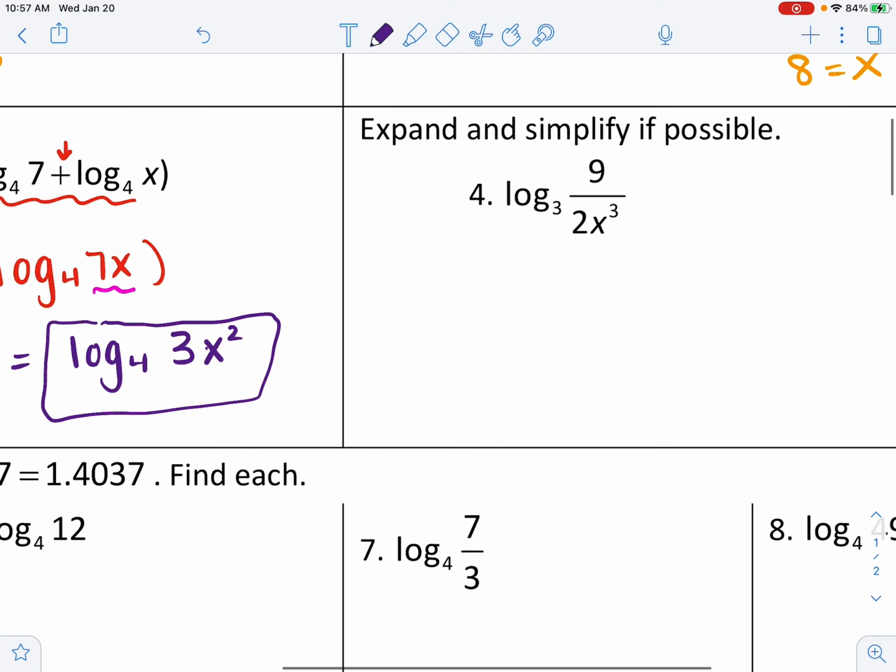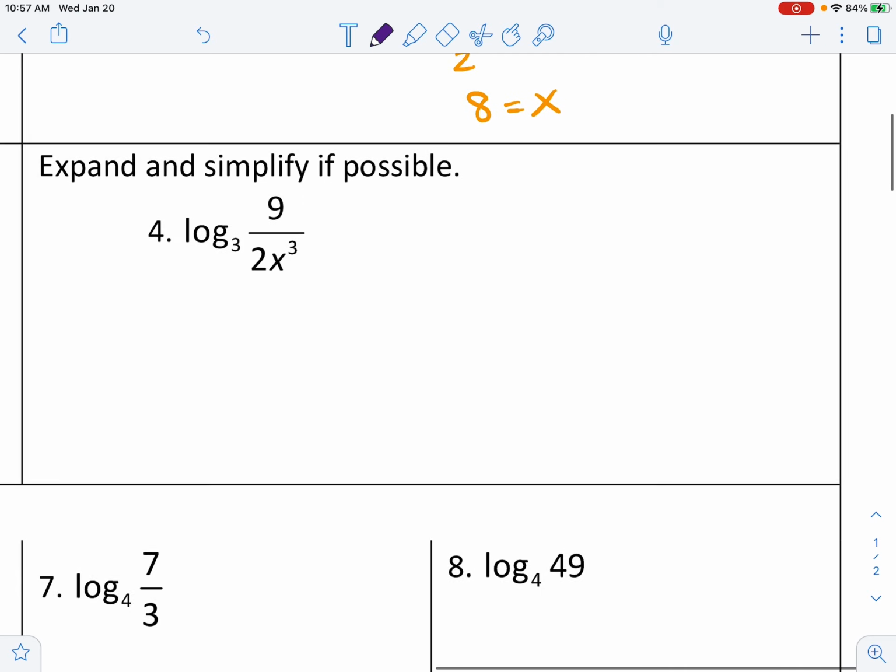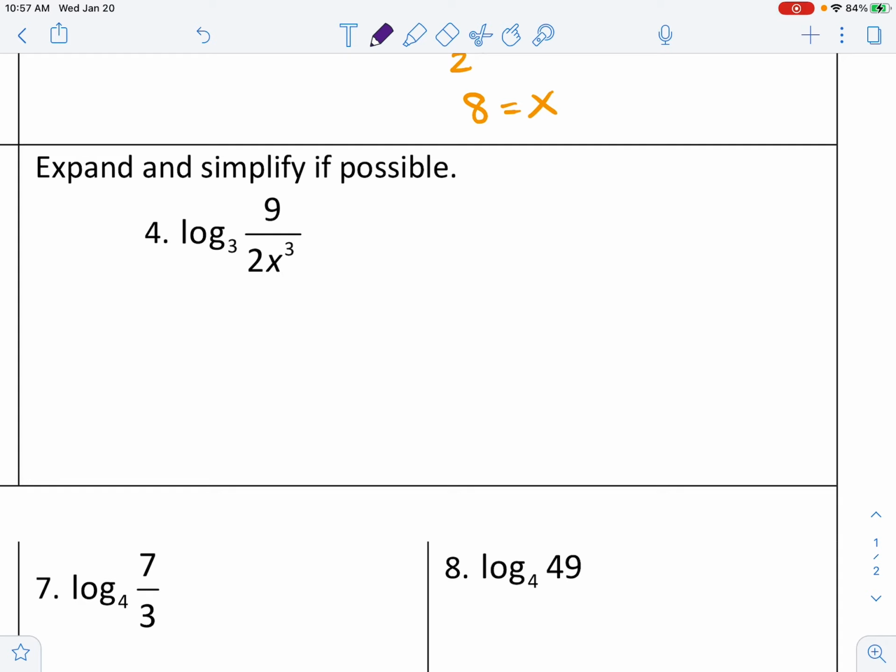All right, let's do the opposite, expanding. So when we expand, the first thing I would do is looking at this part right here, right? This is what we're trying to expand. If there's a fraction, I'm going to start by breaking up that fraction. So in order to do that, we're going to take what's in the numerator and create our first log. So log base 3 of 9, the numerator, minus, I'm going to put into parentheses, the denominator.